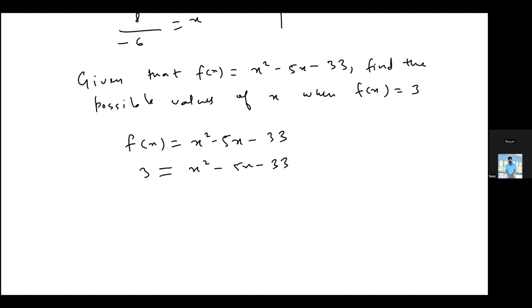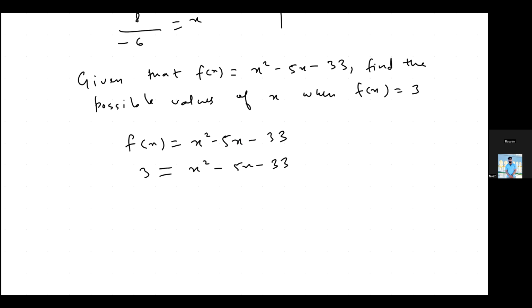So 33 will go to the other side. It will be 3 plus 33 equals x squared minus 5x, because it was minus 33. So it will become plus 33, 36 here. And then actually, no, this is not the way you can solve this question. You have to apply factorization in this one actually. So how to do it?